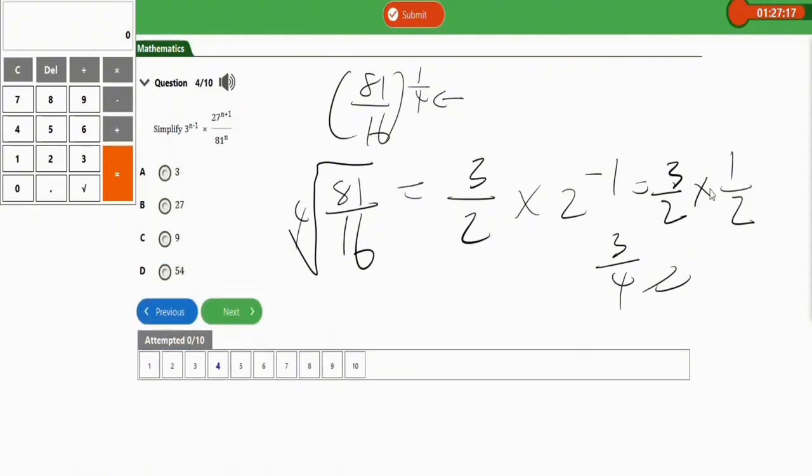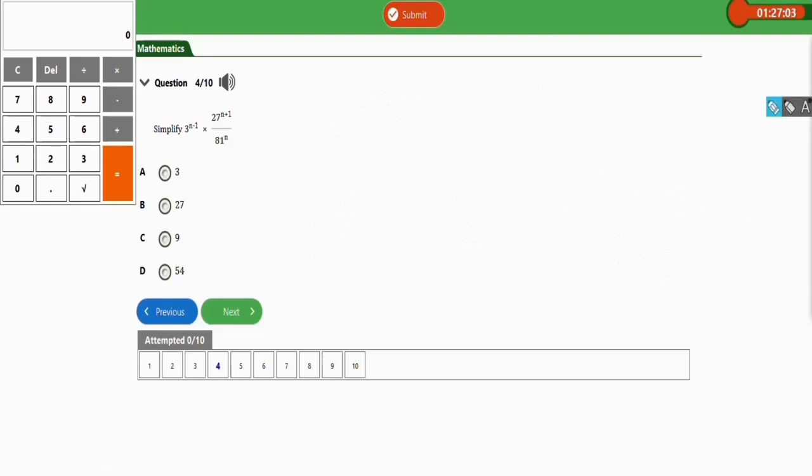Question number 4. Okay, let's wipe this. In this question number 4, we are asked to simplify this. This is so simple, guys. Let's just write out the question. So we have 3 to the power of n minus 1 times 27 to the power of n plus 1 over 81 to the power n. So law of indices again. So we are going to make all the bases we have here to be 3.